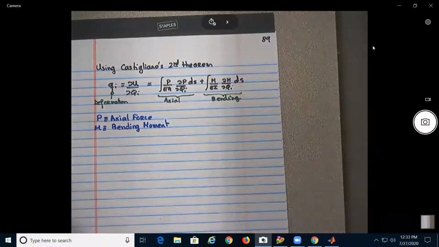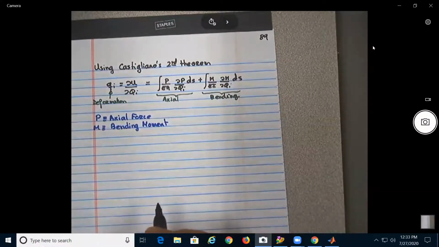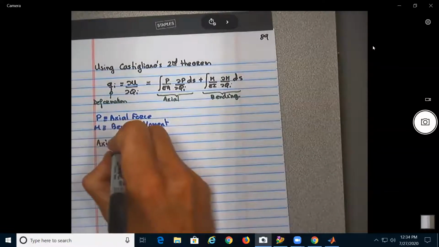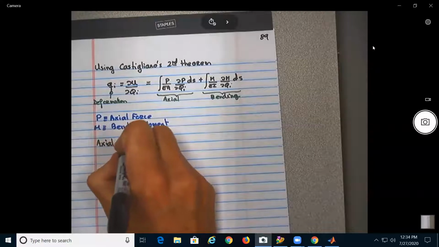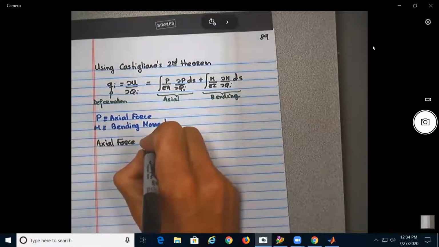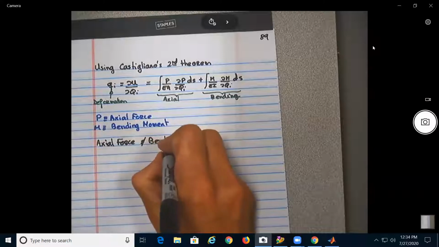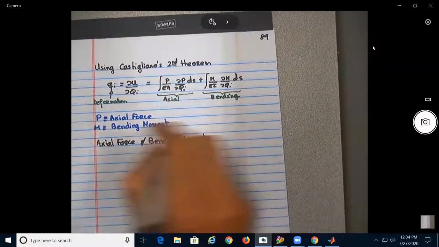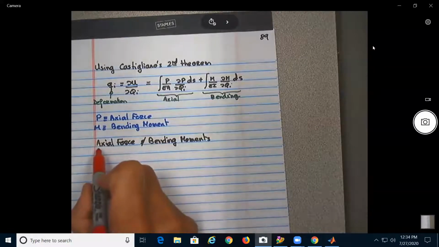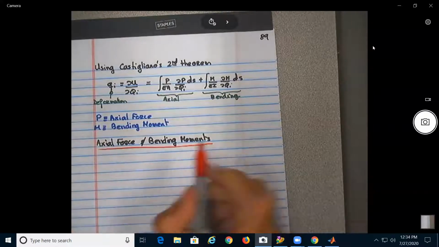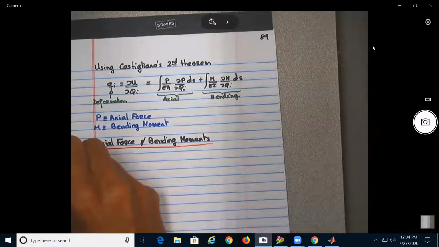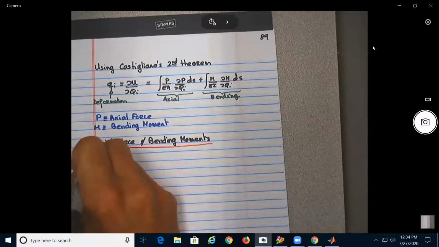Okay, so this again becomes one problem like from statics. So we need to find the axial and bending moments. So axial force and bending moments. And this is the tedious part. Okay, so let's look at the beam 1, 2.